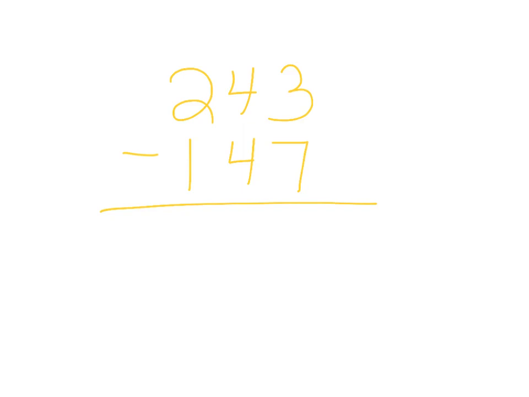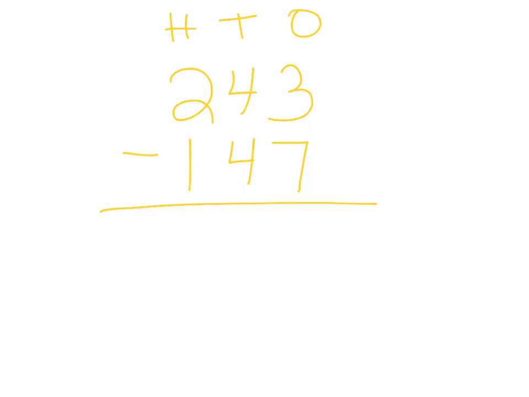So strategy number 3, I'm going to do 243 minus 147, but this time I'm not going to break the number up, okay? I'm actually going to keep it, and I'm going to remember this is hundreds, this is tens, and this is ones. And this is very similar to what we just did.